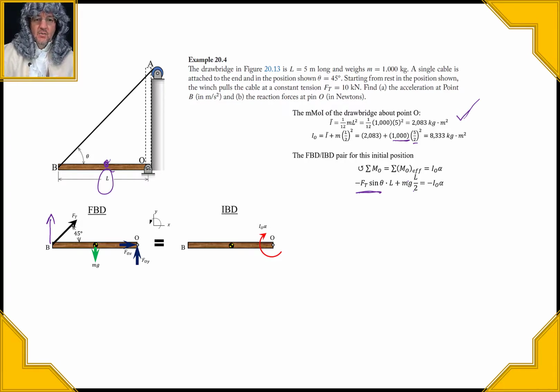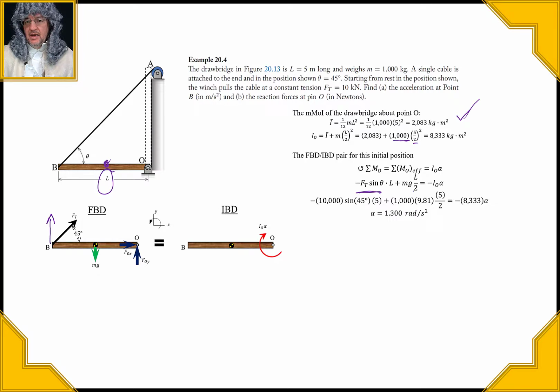And then we recognize that it's going to be accelerating and causing it to go in the clockwise direction. So by putting in the things that we know, we can find what alpha is going to be, and it's 1.3 radians per second squared, and that's going to be clockwise.